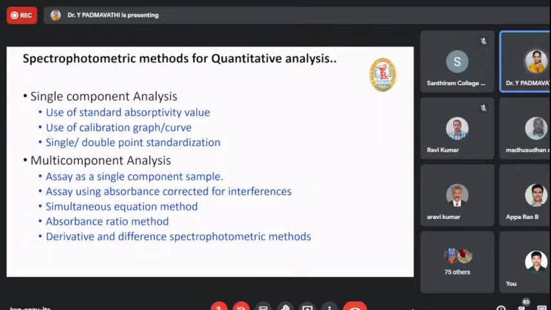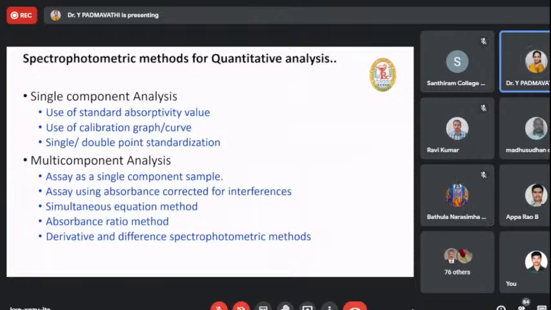The other methods are the simultaneous equation method, absorbance ratio method, and derivative and difference spectrophotometry methods. These are the ones with which you can simultaneously estimate the 2 or 3 components which are present. With derivative and difference spectrophotometric methods, you can go up to even 4 components present in the sample.